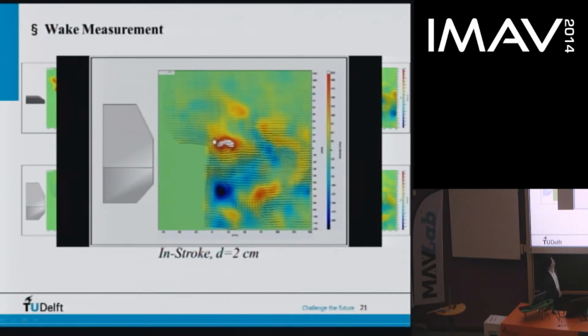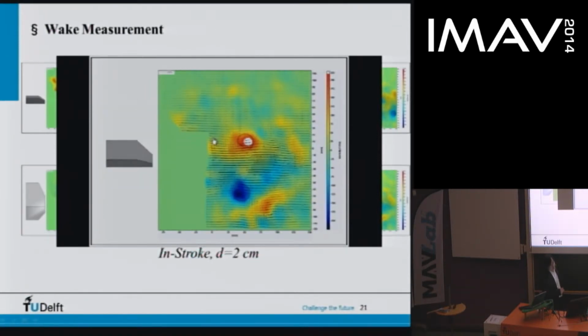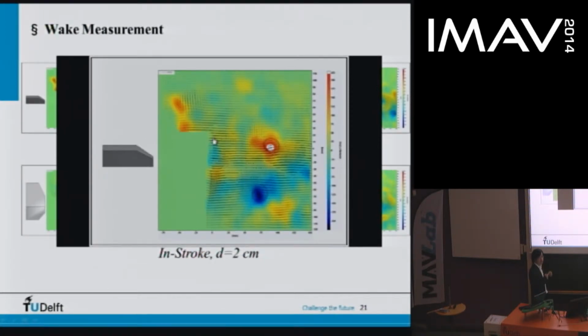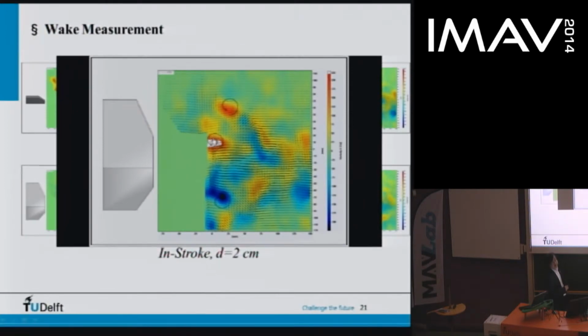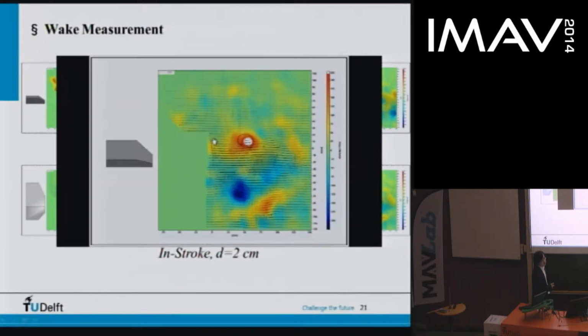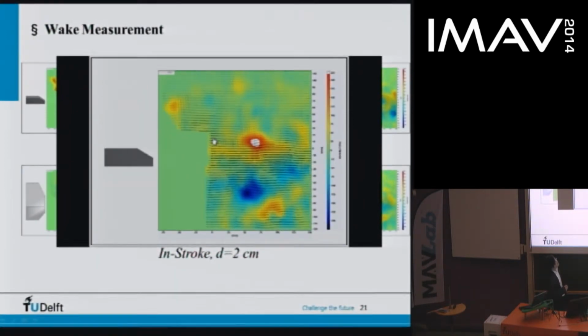During the flapping, the counter-rotating vortex pair is shed alternately in the outstroke and also in the in-stroke. We can clearly see a jet flow structure here. That's because of the flapping wing, and it is also enhanced by the induced velocity of the counter-rotating vortex pair.